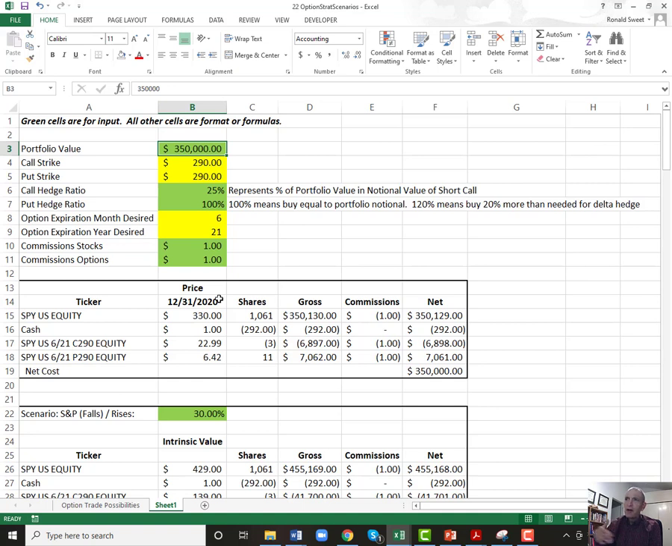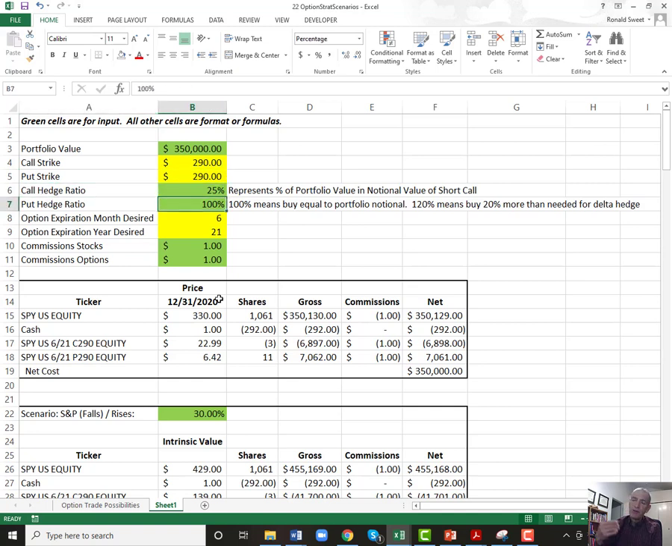So I want you to think about this in terms of a substitution for a 40% stock, 60% bond. So I'm looking for a substitute for a very risk-averse investor. And let's say they have about $350,000. And we're going to use calls and puts.